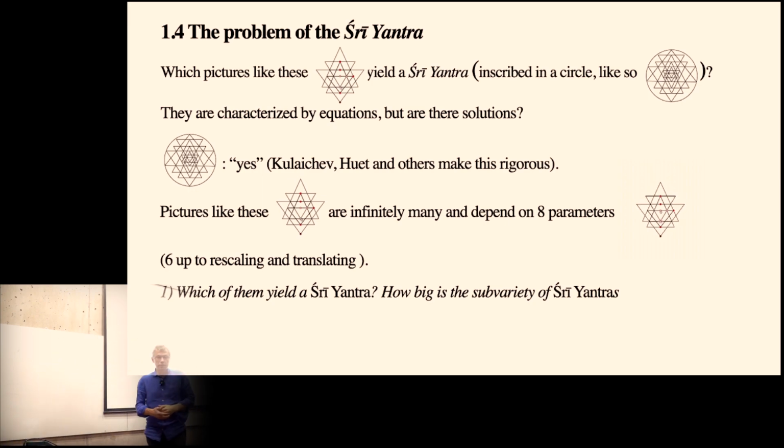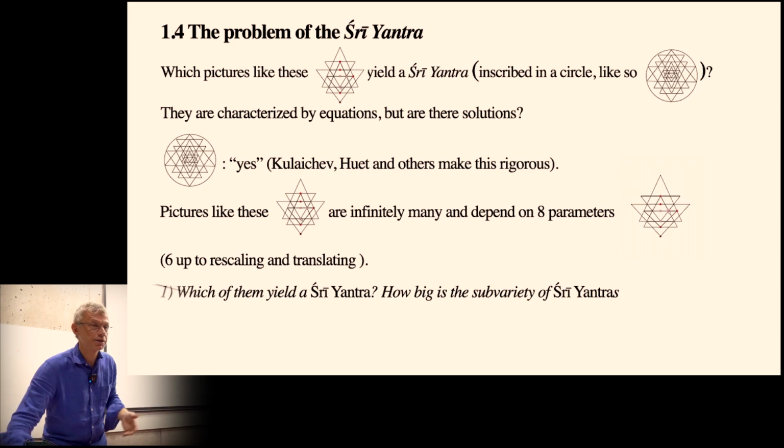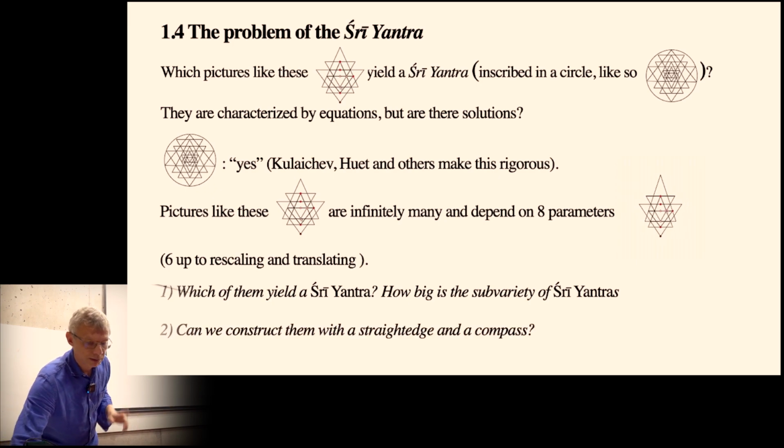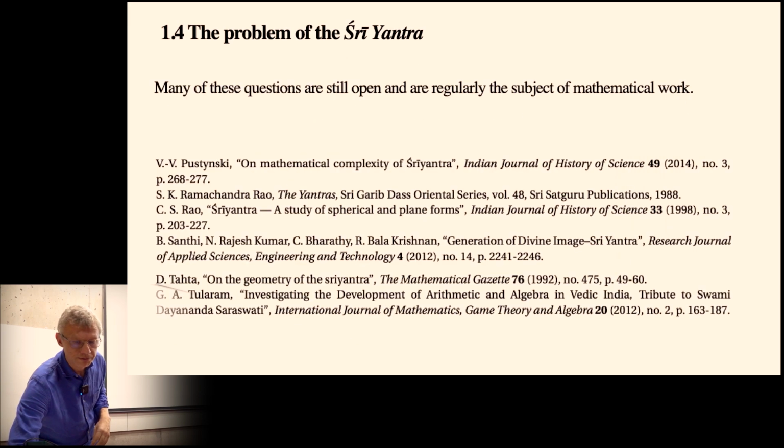and we would like to know which of them yield a symbol that fits in a circle, and actually how many of them, how big is the variety, what's the dimension of the moduli of this. But most of all, this is an easy question, but we would like to know also if we can construct this by straight edge and compass. And similar questions are the subject of regular mathematical work that I cite here.